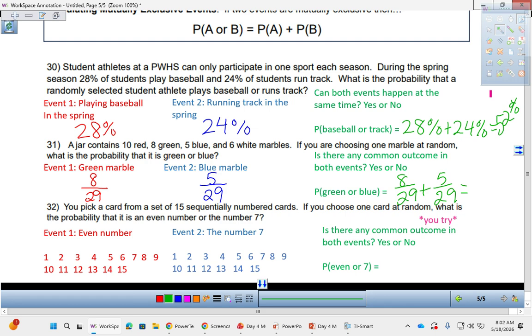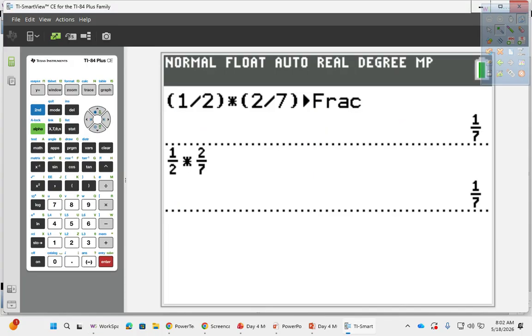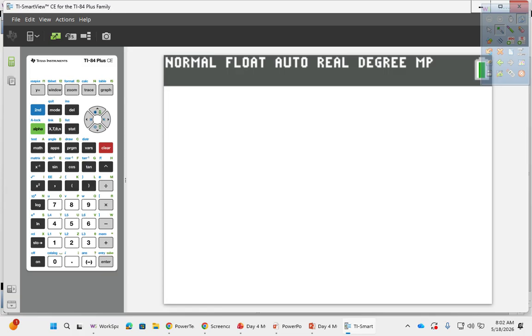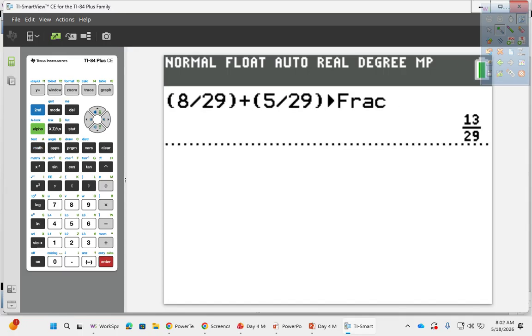Okay? If you don't feel confident in knowing when to add, when to multiply, the calculator will do it for you. You don't have to know how to add fractions in this class. You should know how, but that's not what I'm testing you on. So you could do this. Was it 5? Was it 8? 5? Okay. So you could do this, math, enter, enter. You can use the alpha y equals tool and make them fractions that way.